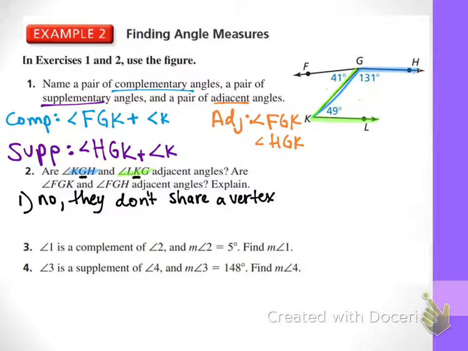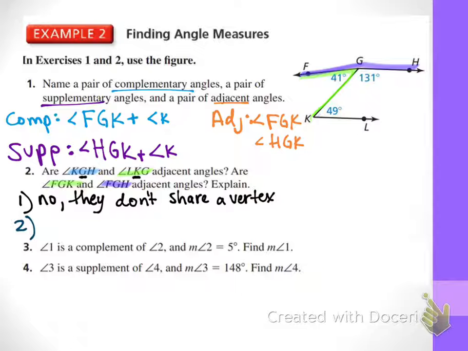All right, and then here we go. Number 2. So we're going to do the same thing. See if FGK and FGH are adjacent. So they share the same vertex and they do have a common wall. But adjacent means the wall is between the two angles. Is the wall between the two angles? It is not between the two angles.